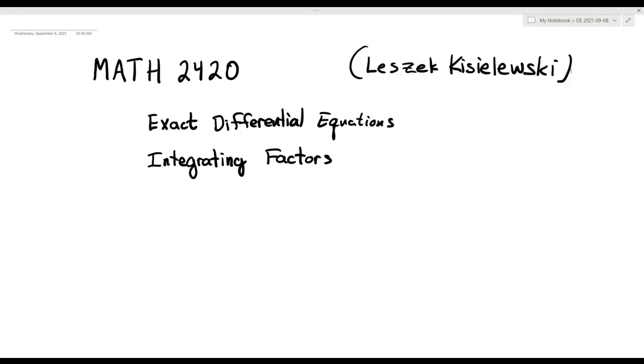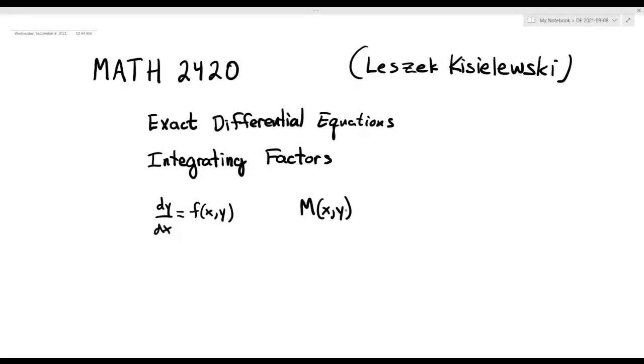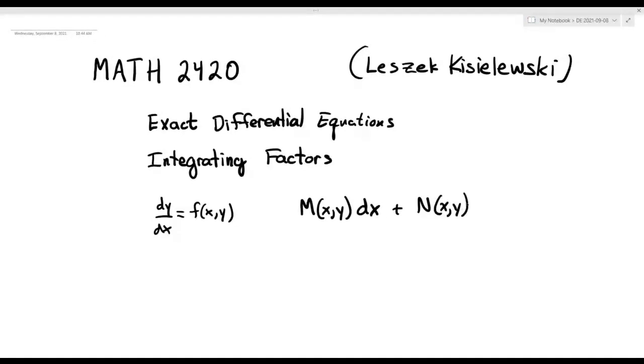Okay, so we'll be talking about exact differential equations and equations which are not exact and how to make them exact by finding an integrating factor. So we're talking about first order differential equations, and we're going to write them in differential form. So instead of writing them as dy dx equals some function of x and y, we'll be thinking of them in terms of some function of x and y multiplying dx and some function of x and y multiplying dy.